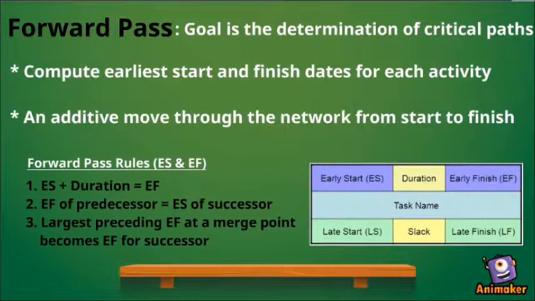There are some rules that need to be remembered by heart. First, the sum of early start and duration is early finish. Next, early finish of predecessor is equal to early start of successor. And third, the largest preceding early finish at a merge point becomes the early finish for the successor.